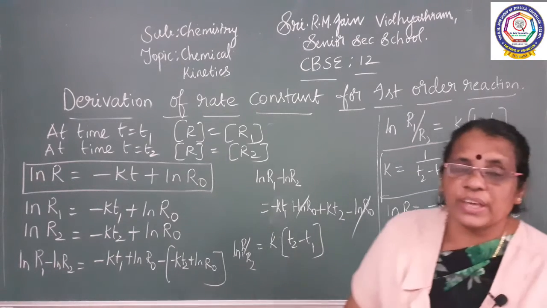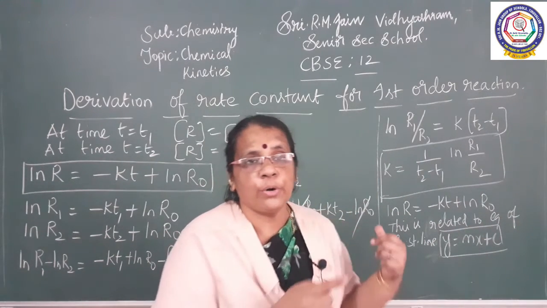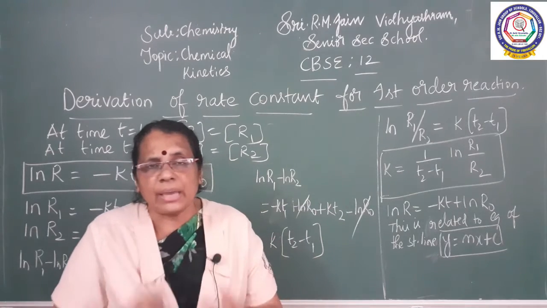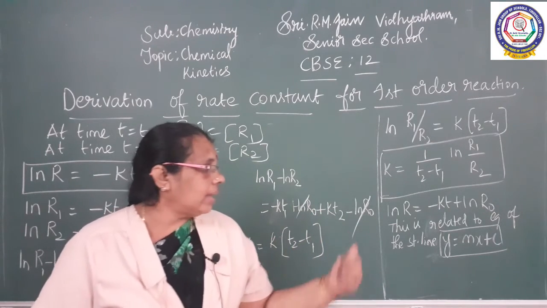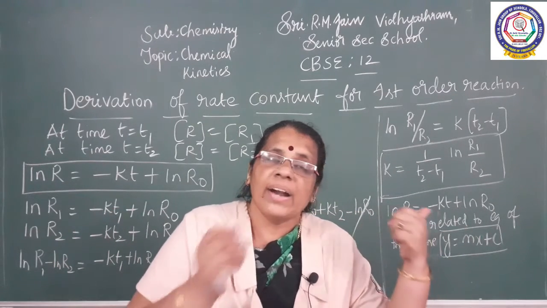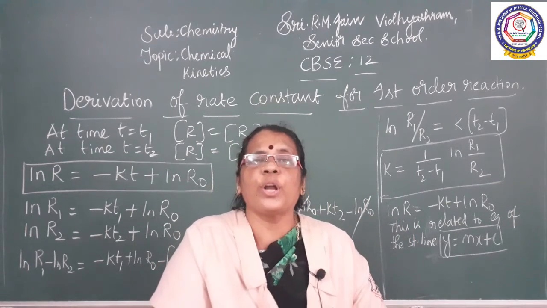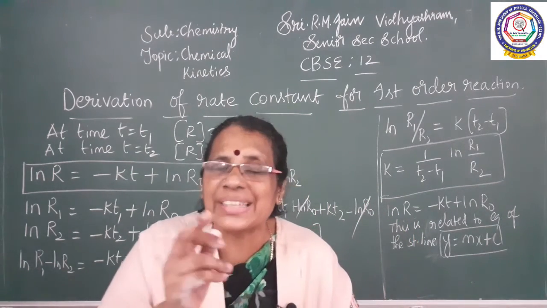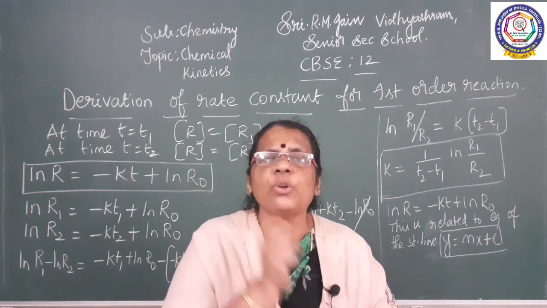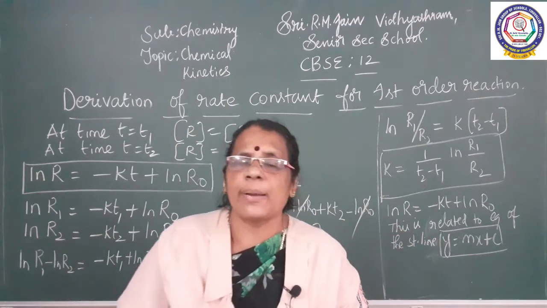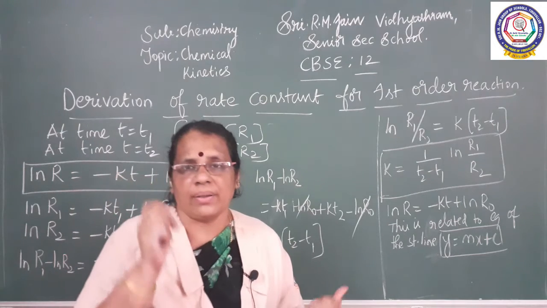So, in the next step, we are going to draw a graph plotting time on the x-axis and ln R on the y-axis, where we are going to get the slope value as negative. You will be getting a negative slope where the intercept will be ln R0.